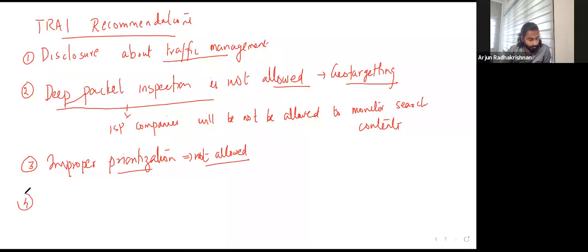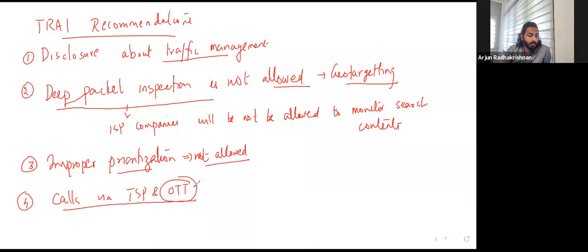Fourth is calls via TSP and OTT. What is TSP? The service providers like Airtel, Jio, etc. are the TSP. OTT is platforms like WhatsApp, Skype, whatever we are using, that is called OTT, over the top. We discussed OTT. So now what is the scene?